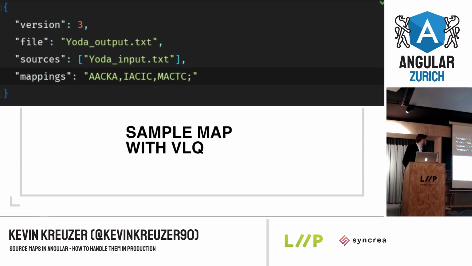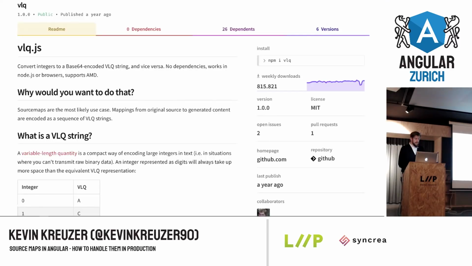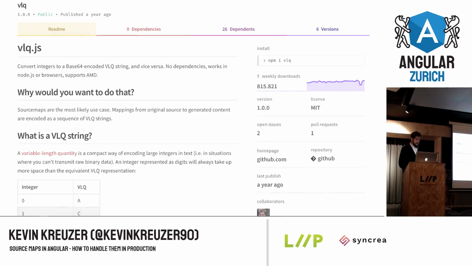Okay, so a sample map would maybe look like this, and we have already optimized it. If you're curious about VLQ and want to play around with it, on NPM there's this cool module called VLQ.js, and you can just download it and decode and encode values with it.